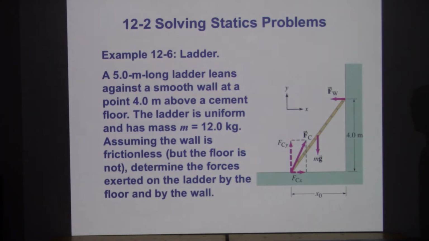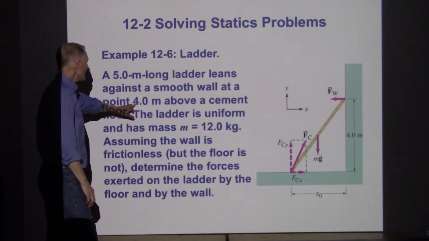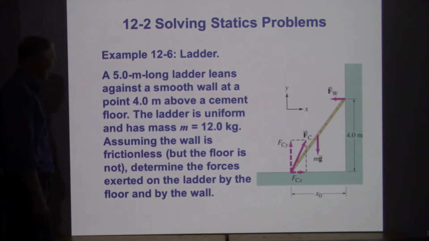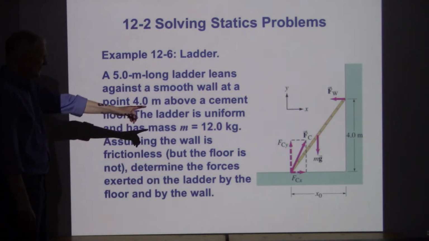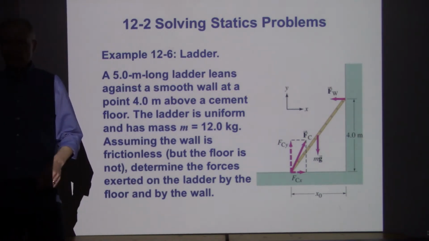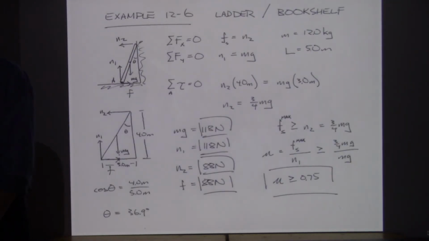So what do we want to do in this? They say the ladder has a mass of 12 kilograms. It's in contact with a point on the wall that is 4 meters high, and then they've got this x naught listed as the distance away from the wall. Determine the forces acting on the ladder. So let's take a look and see what we have going on.